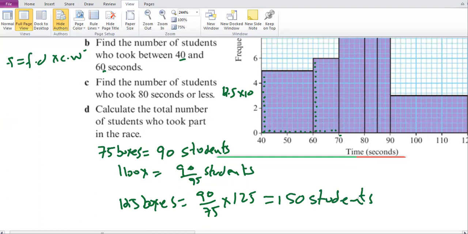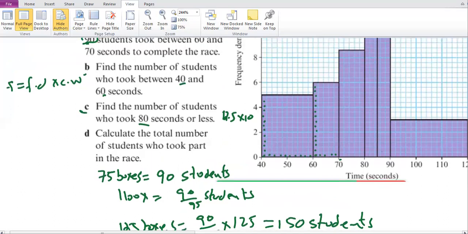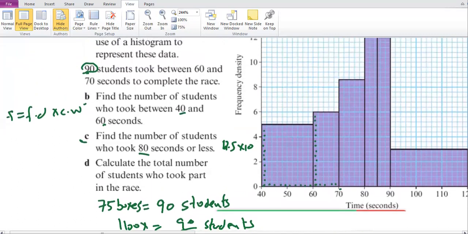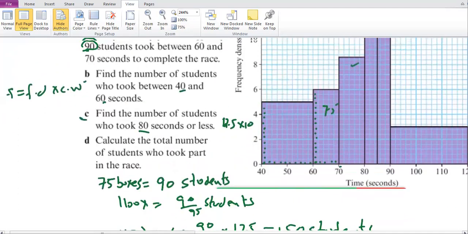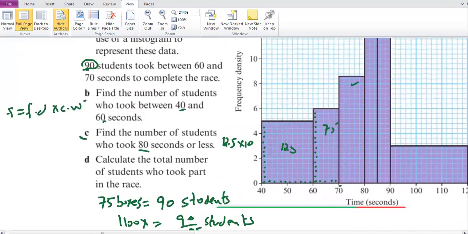In this way, we can calculate the number of students. Okay. Now, next, it has been asked to find the number of students who took 80 seconds or less. It means you have to count the number of boxes in this one. In this one, we already know how many boxes were here, 75, and here we had 125 boxes.